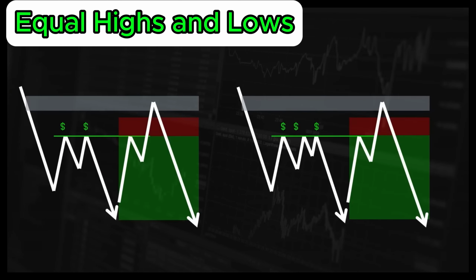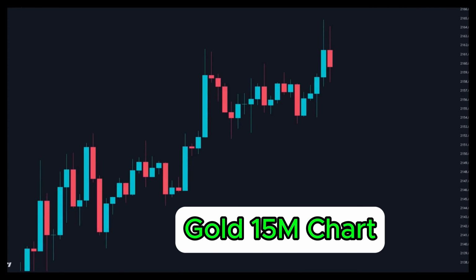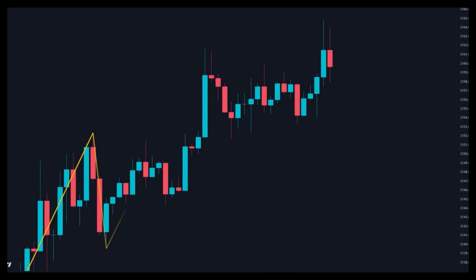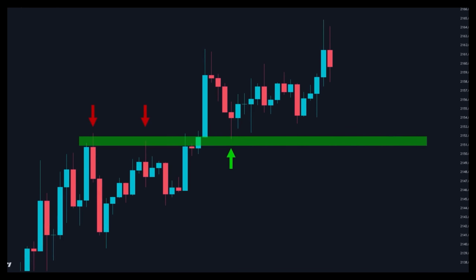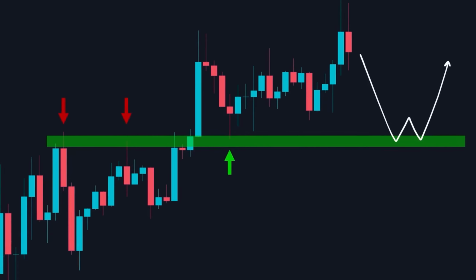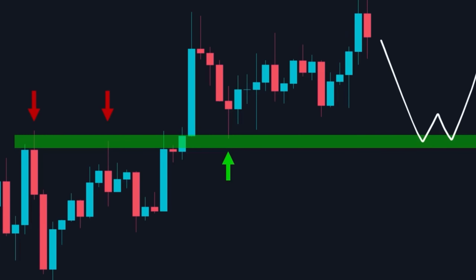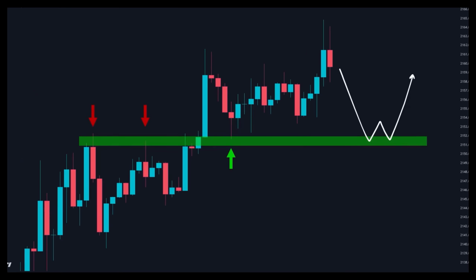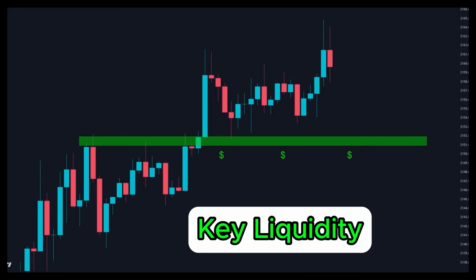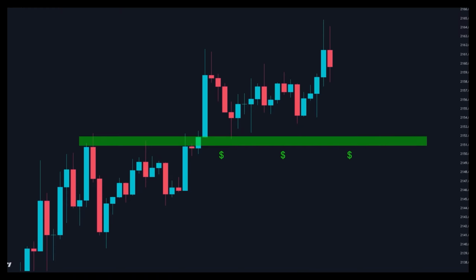Now let's see some real chart examples. Here on the gold 30 minutes chart, we have a clear uptrend. We have a recent level of support which has been rejected by the market multiple times. When the price approaches this level, many traders will go long, anticipating another rejection. On the other hand, traders who previously entered long positions here will support their positions. So, this area is considered a key liquidity level, and stop losses are gathered somewhere below this area.